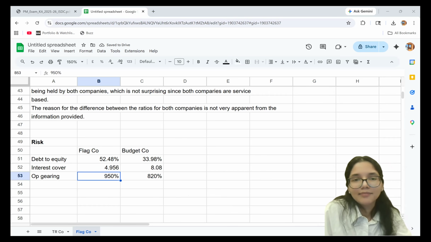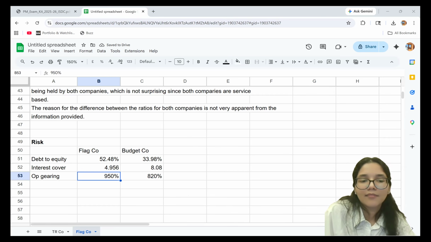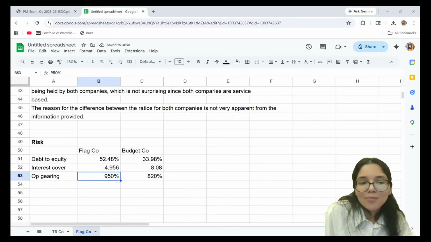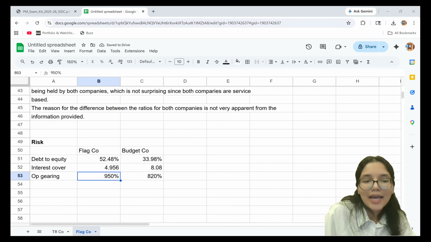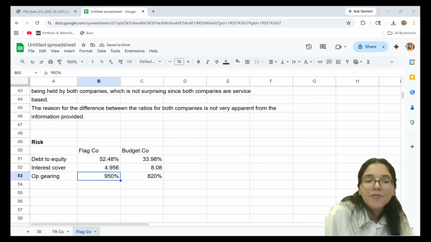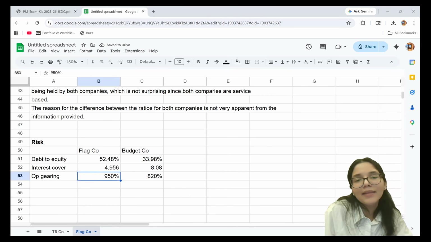Budget or Flag? Flag. For interest cover, is a higher number better, or a lower number? Higher is better. Why? Interest cover conceptually tells you that if a company has to pay interest, how many times does it have the capacity to pay that interest? So whatever Flag company has to pay, they can pay roughly 5 times. But Budget company earns enough money to pay their interest 8 times. So who is safer? Budget company is safer. They can pay their interest many more times compared to Flag company.